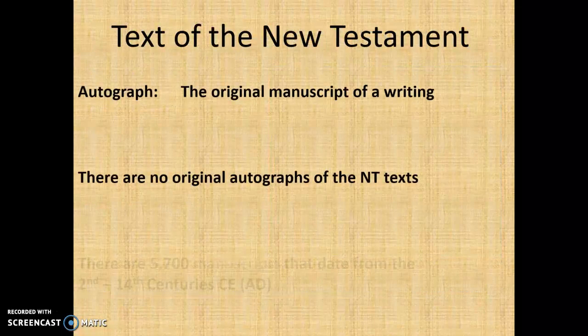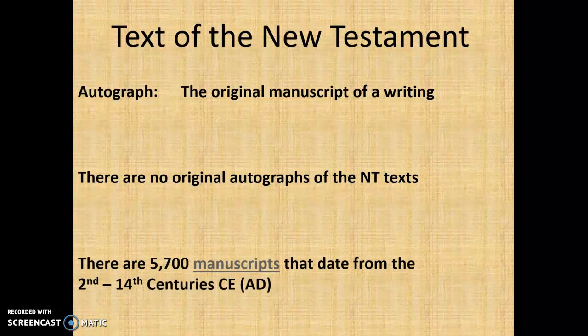Some vocabulary that you might need to know here. First, a manuscript is actually one of the copies of an original writing, but the very first manuscript that was written, the actual paper on which Paul sat down and wrote a letter, is called the autograph. So the autograph is the very first original manuscript of a writing, and we do not have any of these original autographs from the New Testament. We have copies and copies of copies, but no original ones.